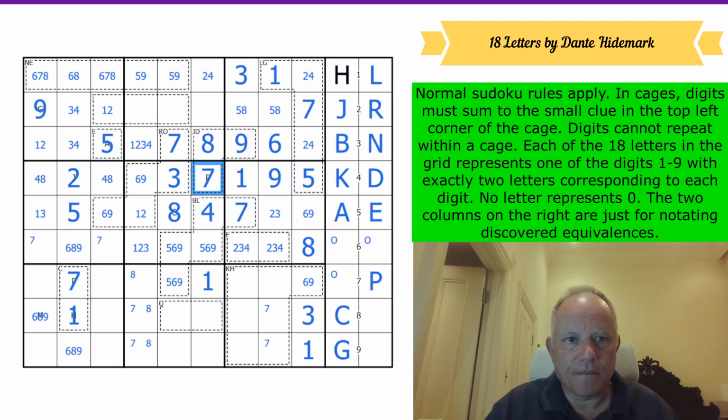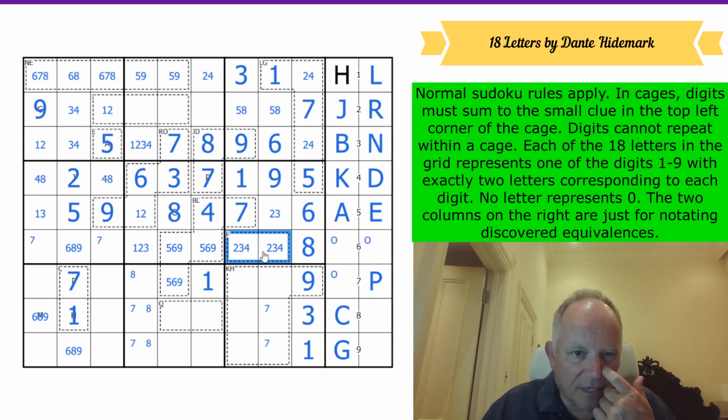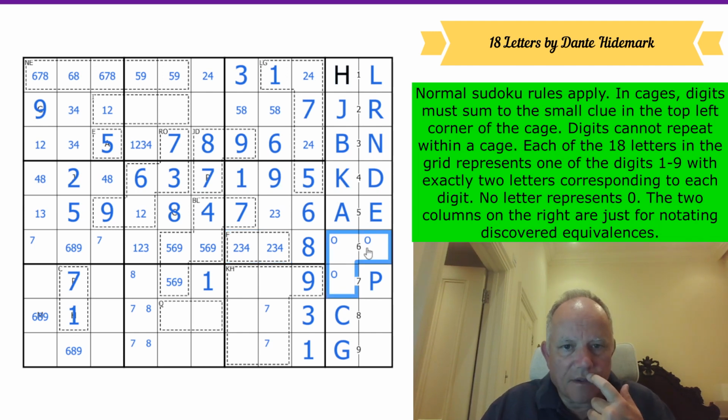This is 9. That's 6. This is 9. Still don't know whether O is a 6 or a 7. That's a 6 though. That's a 9. 2, 3, 4. Now, F could be 7 or 6, but there has to be a 4 in this. Yeah, that's okay. So F is 7 or 6 as well.